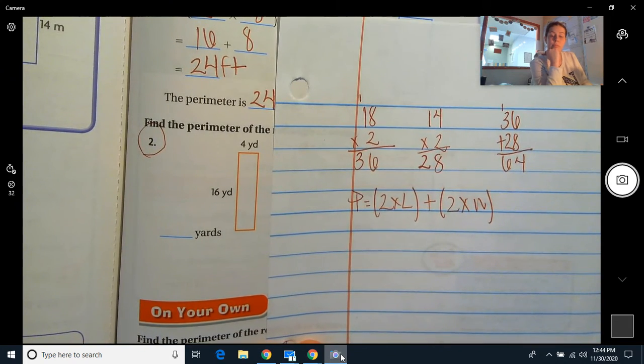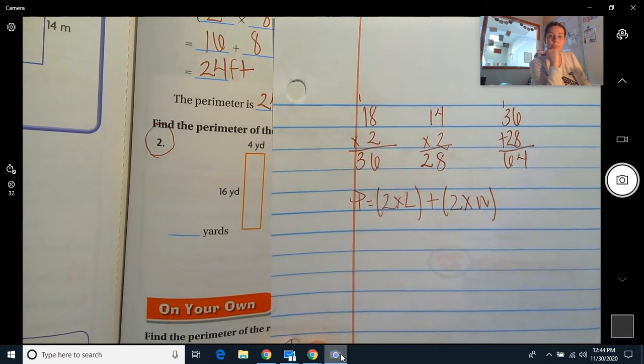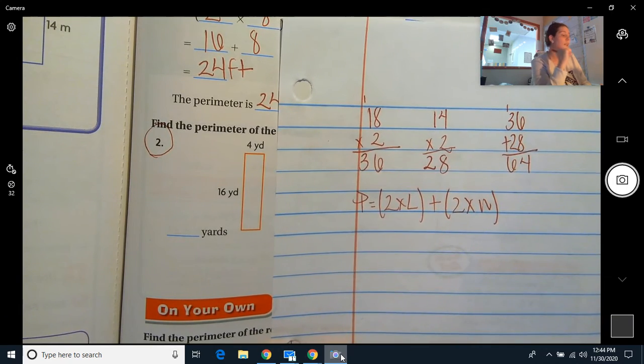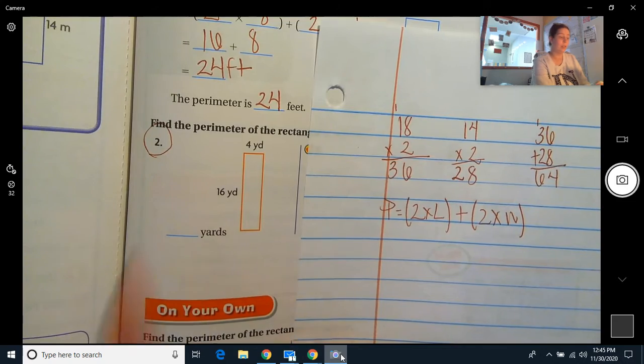Miss Cox. What if we don't have a scrap sheet to write on? You don't have a scrap sheet? Then you may have to write really small underneath here, okay? Or to the side.